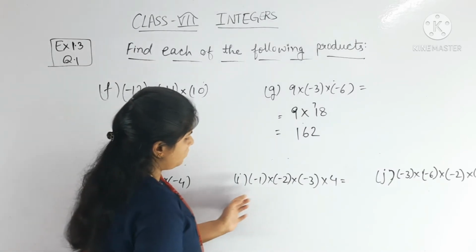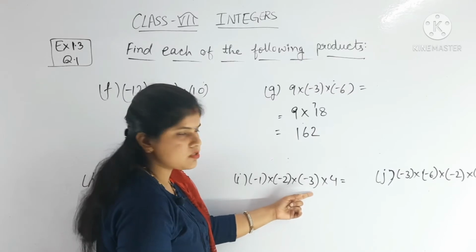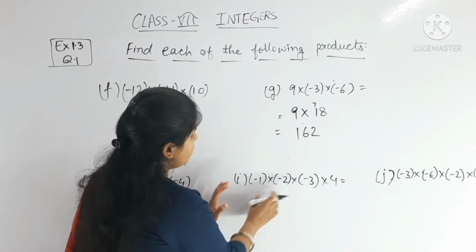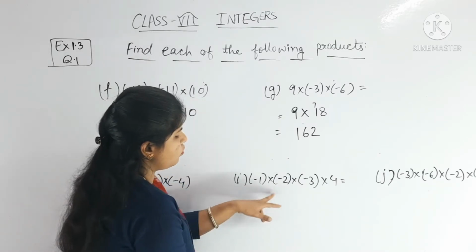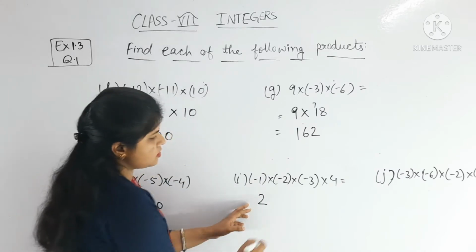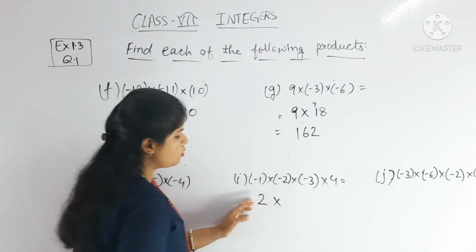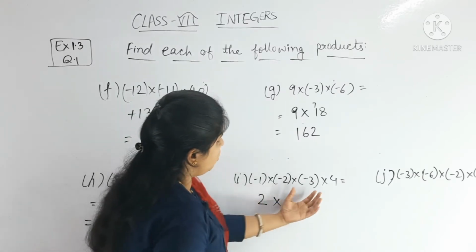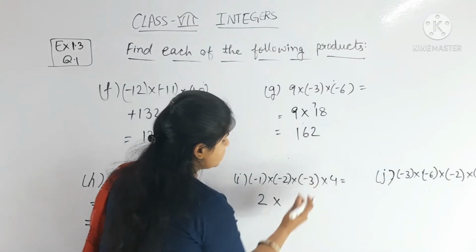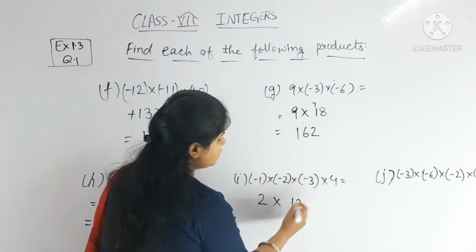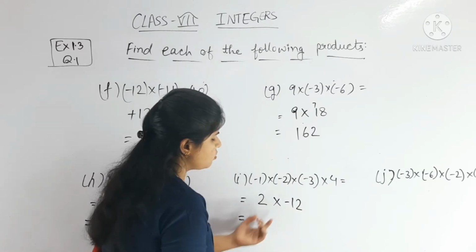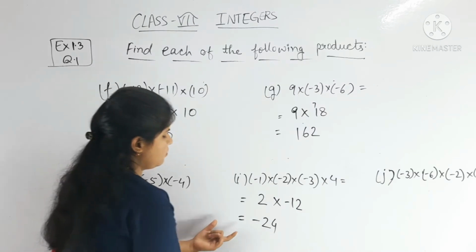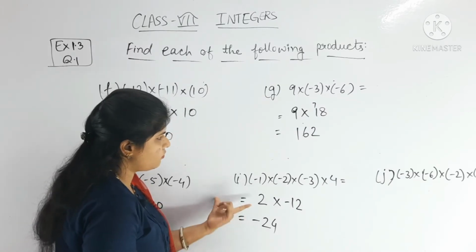Now come to the I part. Minus 1 into minus 2 into minus 3 into 4. Okay, so here I am multiplying minus 1 into minus 2. 2 ones are 2. Minus minus is plus. If we don't put the sign of plus also, then also it is a positive integer. Okay, minus 3 into 4. 4 3s are 12. Minus plus is minus. And we know 12 2s are 24. Minus plus is minus. So this is the answer of the I part.